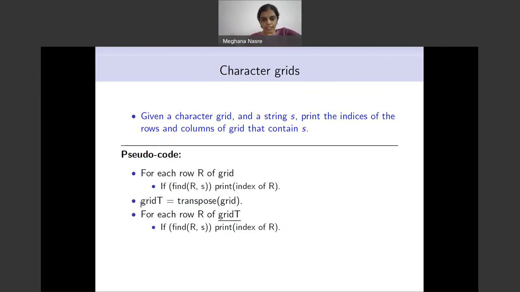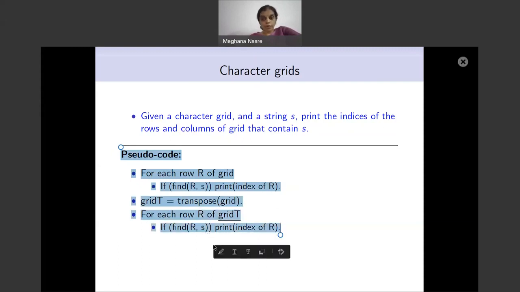Then you find grid transpose in grid T, and this itself is something that we may write as a function. At the moment we are going to write a main program, and then for each row R of grid T, note that it is not of grid, if you find in that row R the string S, then you print the index of R, which will happen to be the column index in the grid, right? So this is something I want to illustrate, that you must develop this pseudocode before you start writing the code, and this is very important.